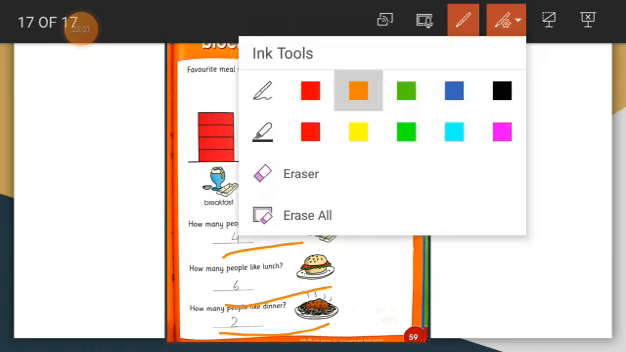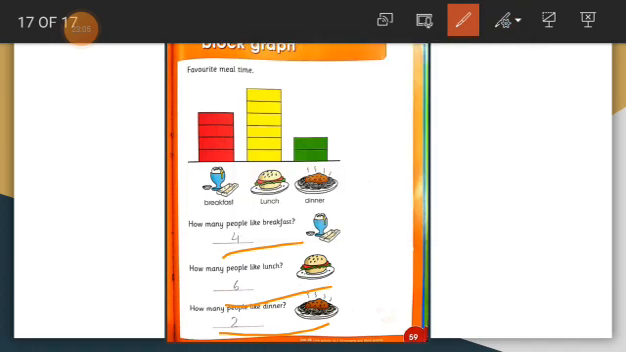So today how many types of graphs have we done? 2 types. One is the pictogram graph and one is the block graph. In the pictogram graph, we make the graph with the help of pictures, and in the block graph, we make the graph with the help of blocks. That is it for today.